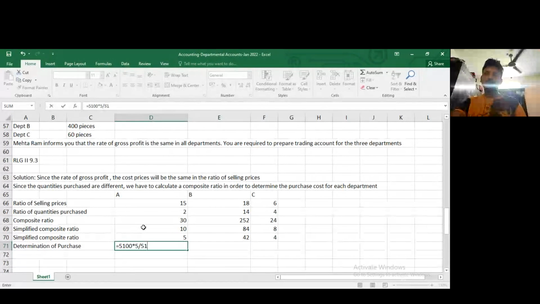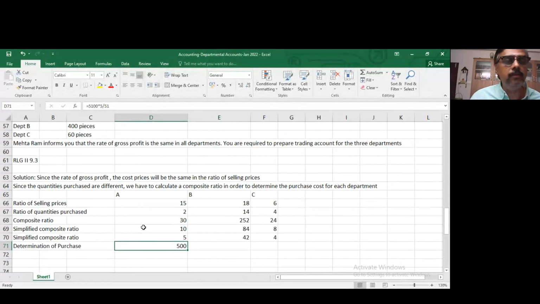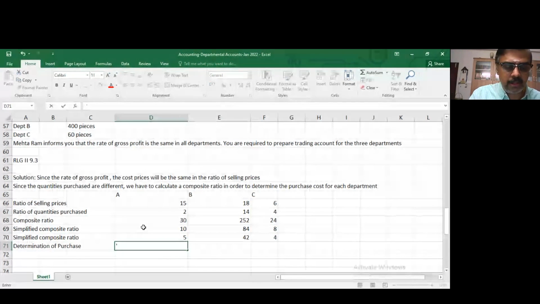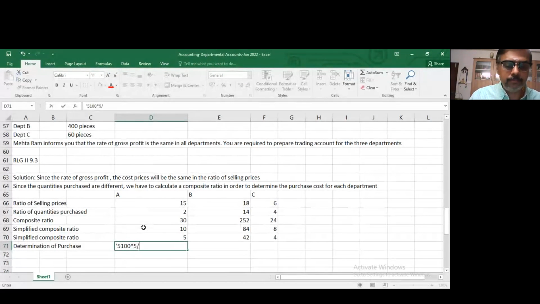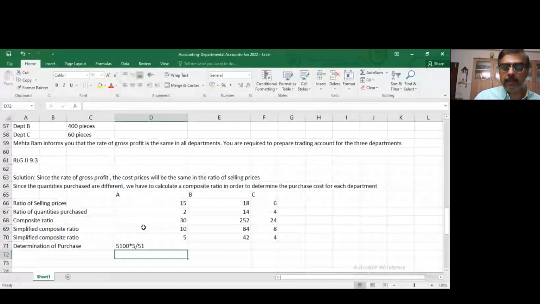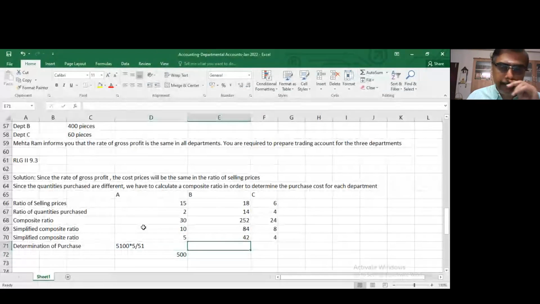51. Good. So let me repeat. 5,100 is the total purchase cost. I'll put it for your easy understanding: 5,100 into 5 by 51. This is for department A. You get 500. Right?